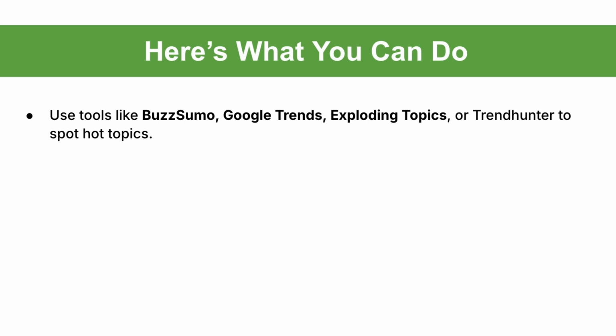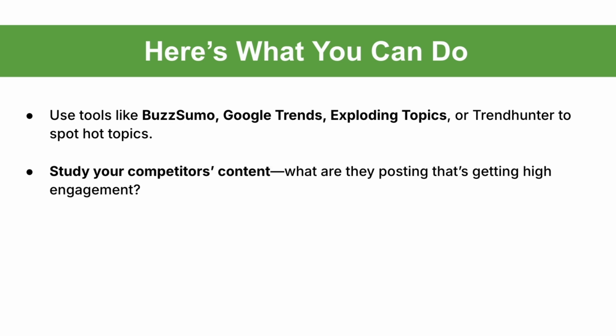So here's what you can do. You can use tools like BuzzSumo, Google Trends, Exploding Topics, or Trend Hunter to spot hot topics. These are all great tools. Most of them cost money. Google Trends is free, but some of these other ones do cost money, but they're great at spotting trends.